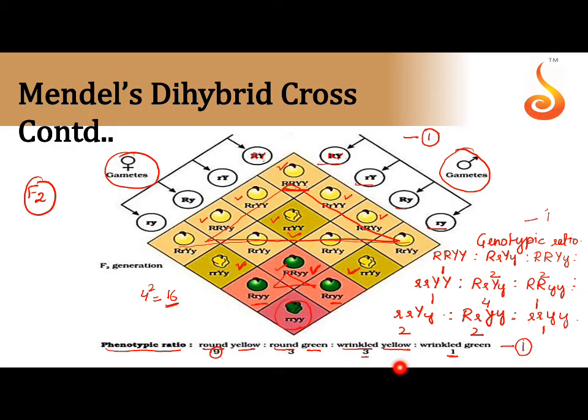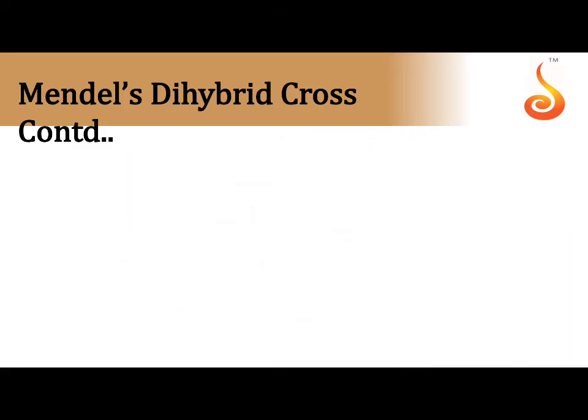This fetches you another 1 mark, that gets you full marks. But just a short tip to remember. You know the monohybrid cross genotypic ratio is 1:2:1. Since it is dihybrid, I write it 2 times, 1:2:1, and add these 2. So 1 plus 1 is 2, and 2 plus 2 is 4, and again 1 plus 1 is 2. So the genotypic ratio of a dihybrid cross is 1:2:1:2:4:2:1:2:1. This way also you can remember for your competitive exams.